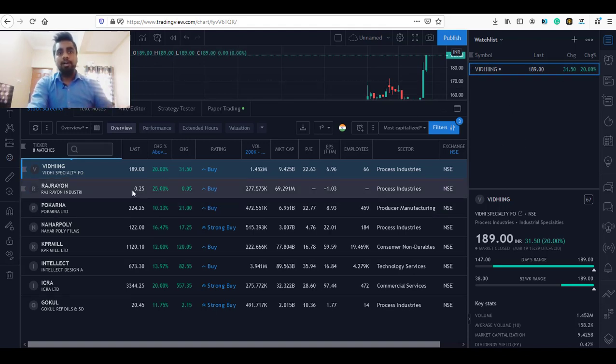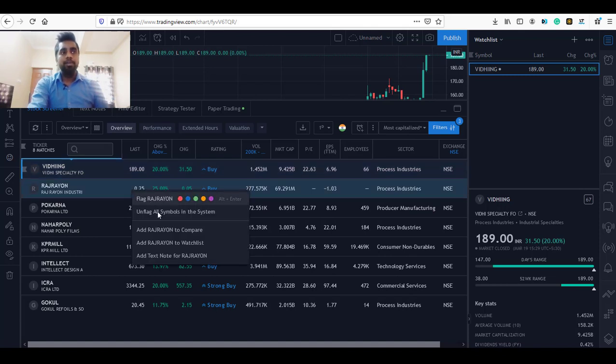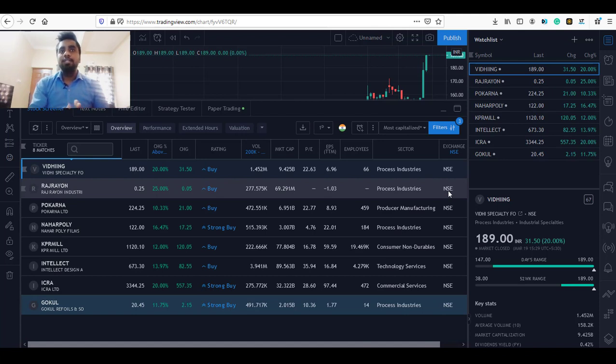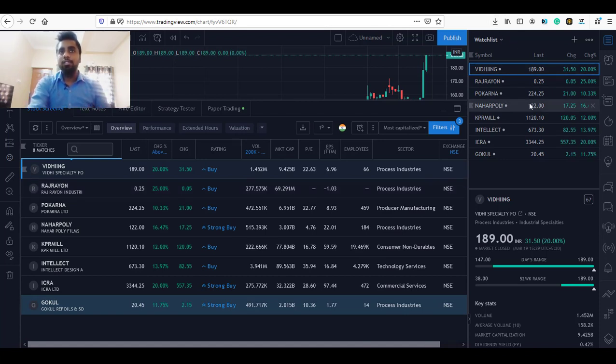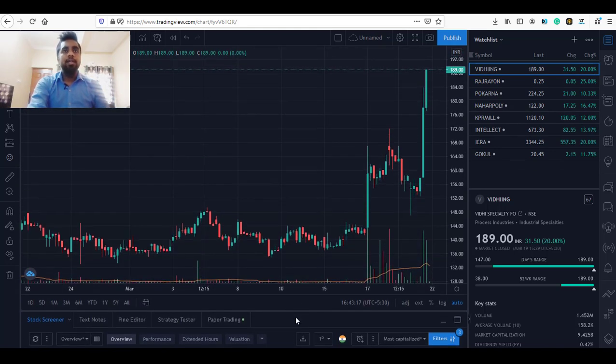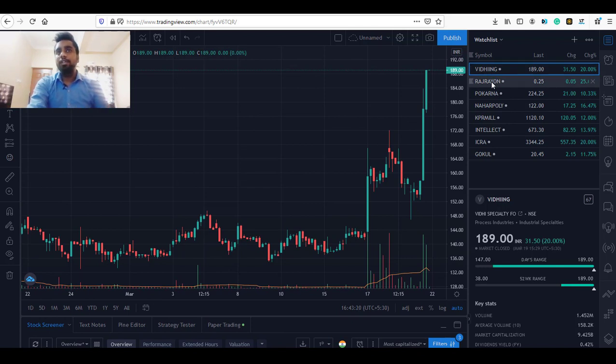And also I'm going to add all the 8. So I'm going to add them individually. I'm going to select watch list again. So now you can see I added all the 8 stocks to the watch list. Once I've done this, I don't need this stock screener, so I'm going to get rid of it. I'm going to hide this down below. And now you can see we have 8 stocks in a watch list.